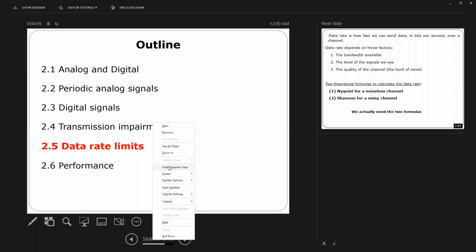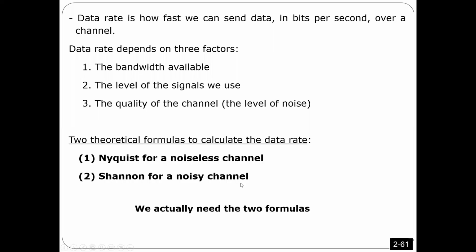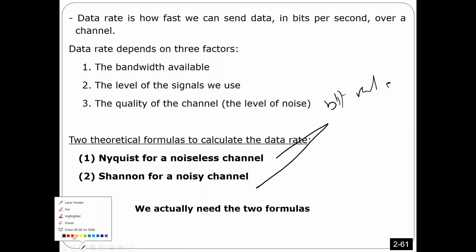Last time I told you there are two formulas. One formula is called Nyquist, for a noiseless channel. The other one is called Shannon, for a noisy channel. These two formulas are going to give you the bit rate in two different ways. So let's start with the first one.